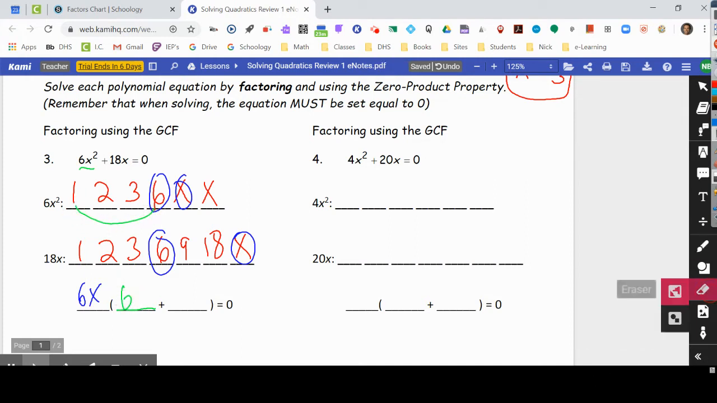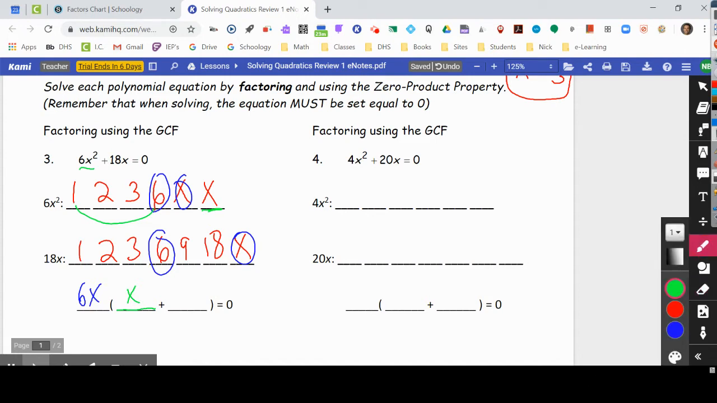6 times 1 is 6, so let me go ahead and fix that. I'm going to put a 1 there. And then I have this extra x, so my extra x needs to go down in there. Since it's just 1x, I don't need this 1 anymore. I can just leave my x there.